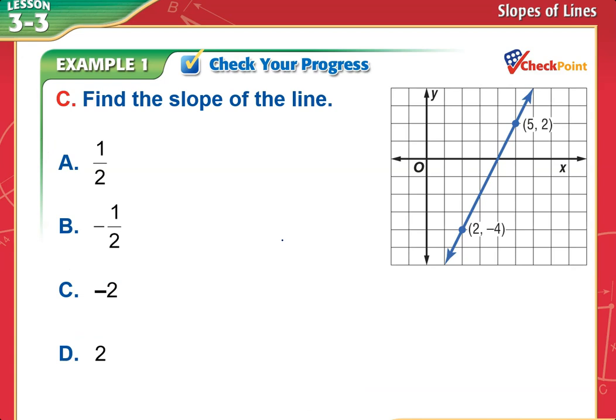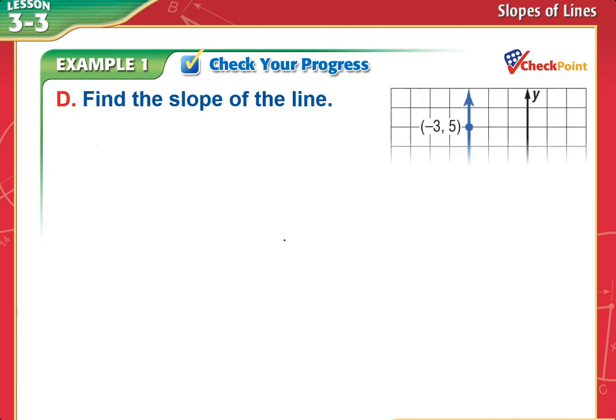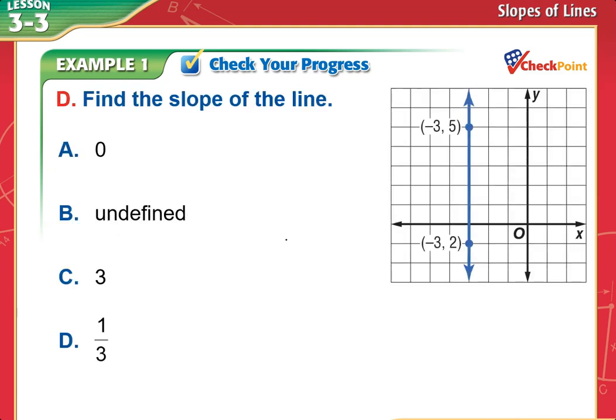C. Find the slope of the line. Check your progress. So please pause your video. The answer is 2. Check your progress one more time. Pause your video. We have a slope that's undefined.